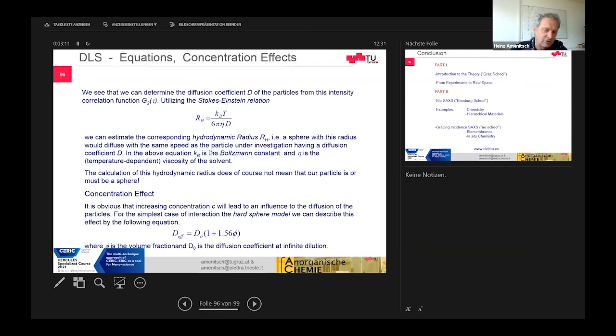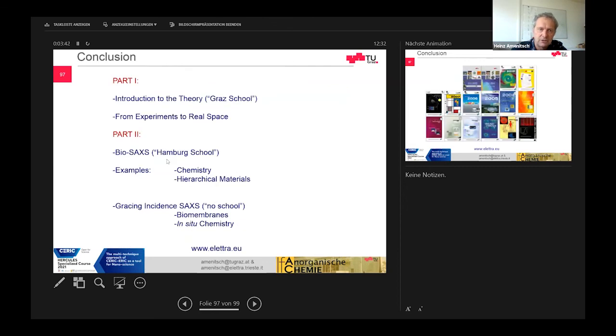And what you also can learn is, even if you have concentrated systems, you still measure the diffusion constant, but you have some effects with the concentration. So if you measure different sol concentrations, this gives you quite nice insight into the change of dynamics and tells you about the interaction of the particles. So this is quite interesting. So coming to the conclusion.